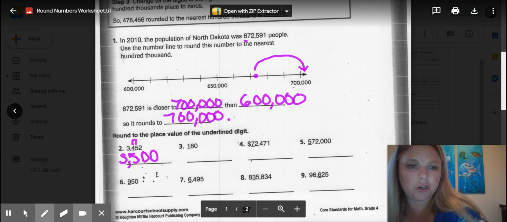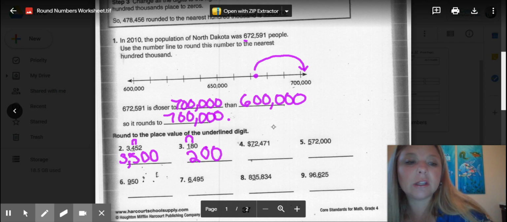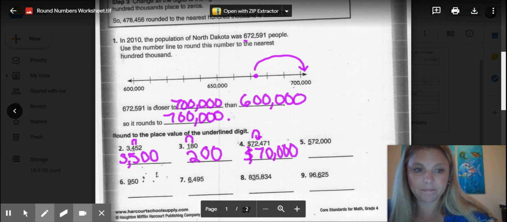Okay, I'll do 2 more. So 180, again, this is the underlined number. You look at the neighbor to the right, it's an 8. That 8 forces that 1 to go up. So my rounded amount is 200. Number 4, again, they underline the 7. Anything to the left stays. So I have a dollar sign, I'm going to keep it. That 7 looks at that 2 and goes, that's smaller than 5, which means the 7 stays the same, but then everything to the right turns into zeros. So my estimated amount, or my rounded amount, is $70,000.